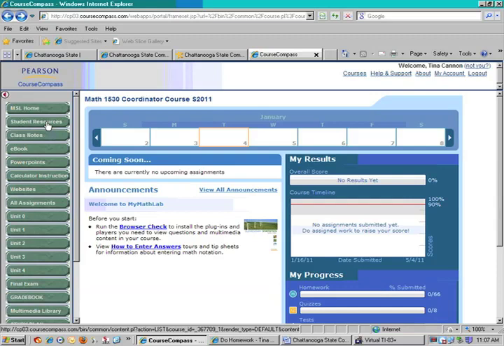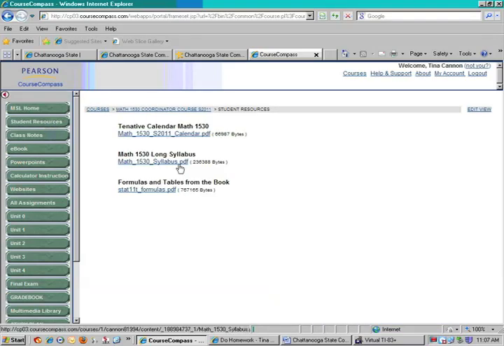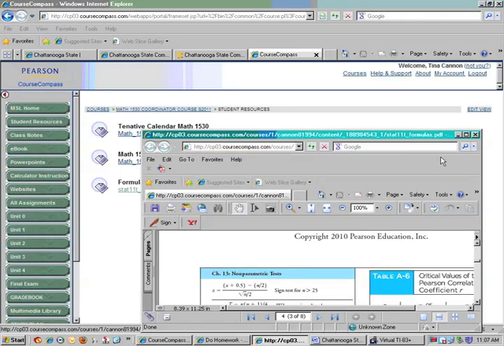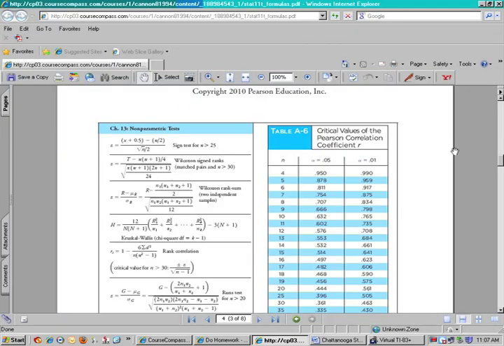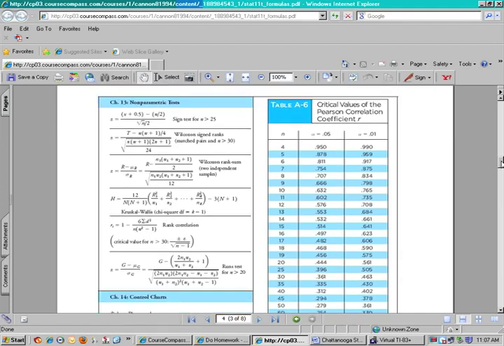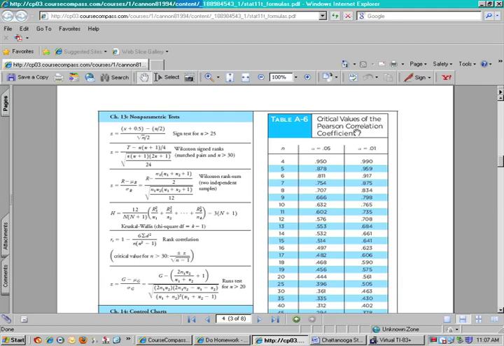Underneath where it says Student Resources, go down to where it says Formulas and Tables, and you will use this to determine if there's a significant linear correlation. Now, currently I'm on table A6. That's where you want to be. Notice this is the critical values of the Pearson correlation coefficient R.